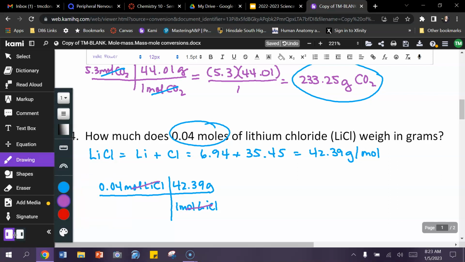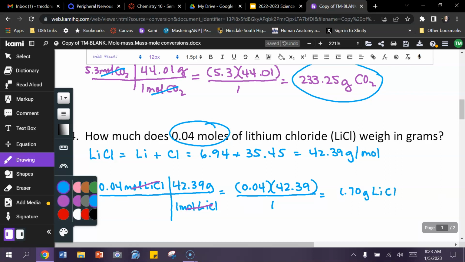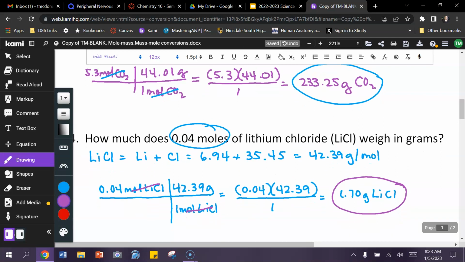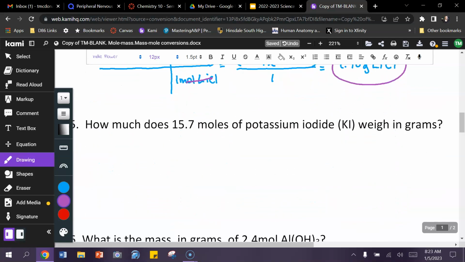Cross out the units that are both on top and bottom of your dimensional analysis table, and what we're left with is 0.04 times 42.39 divided by 1, and that answer is 1.70 grams of LiCl. So try to get 2 numbers after your decimal point. Make sure that you're rounding to the hundredths, please.